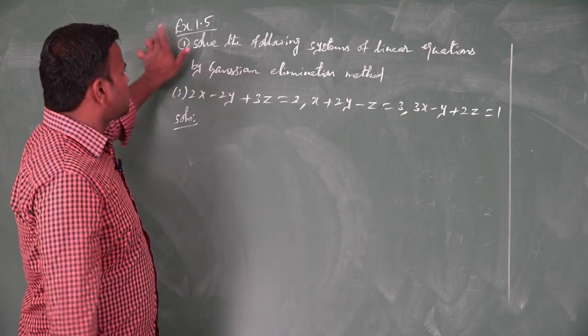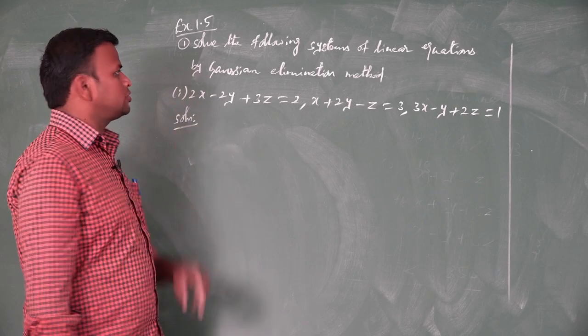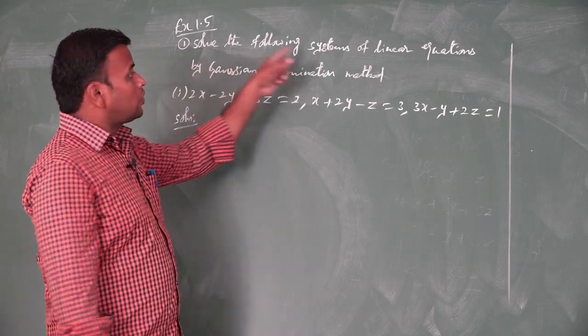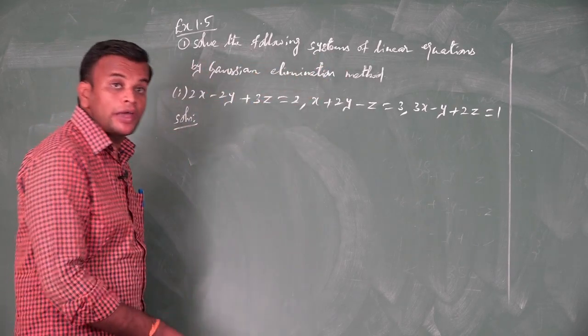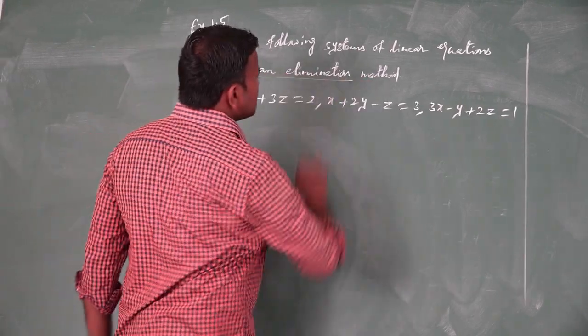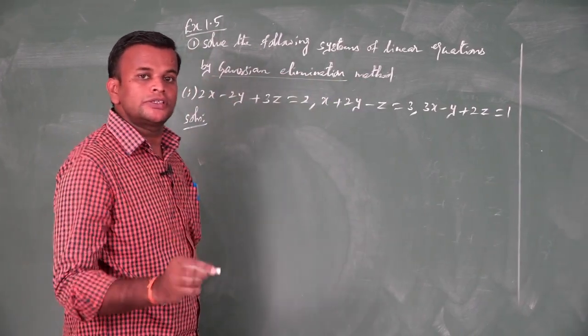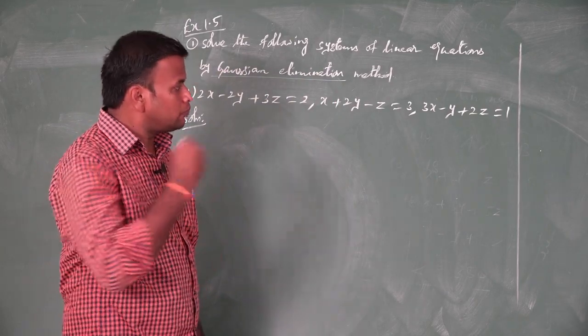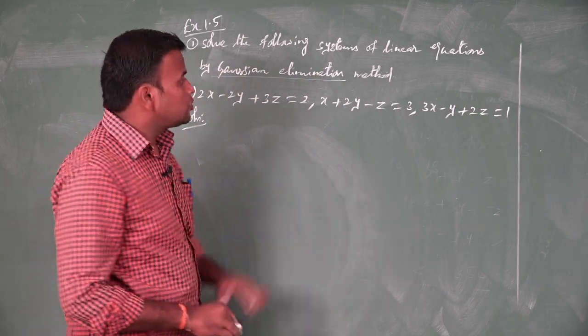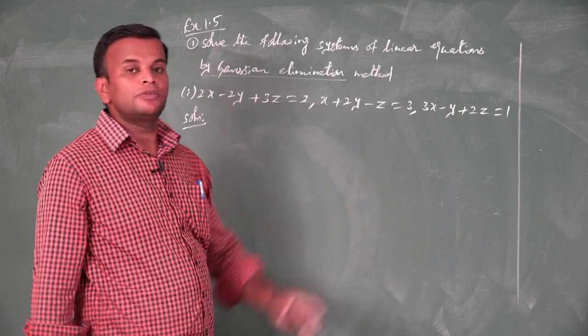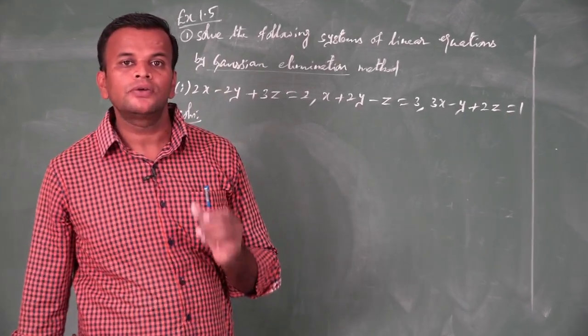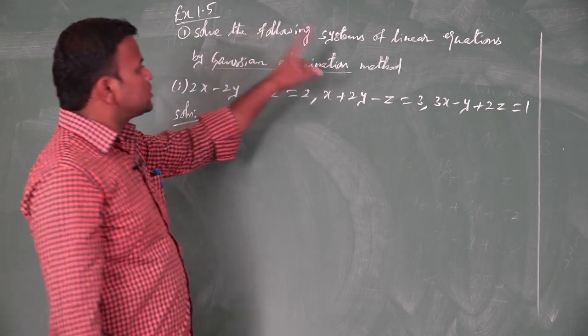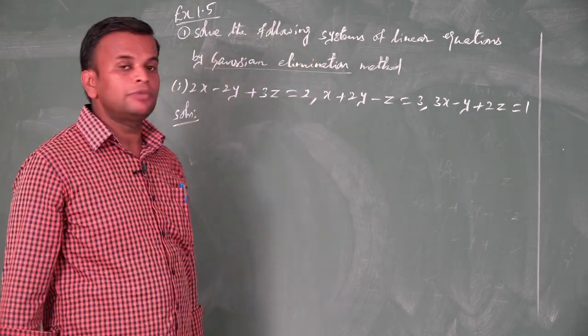Now you see exercise 1.5, the first one, the first subdivision. Solve the following system of linear equations by the Gaussian elimination method. So you must see the method that is indicated. Suppose we use another method, the entire answer will be wrong. So it is very important to read the question carefully. We solve the system of linear equations by the Gaussian elimination method.